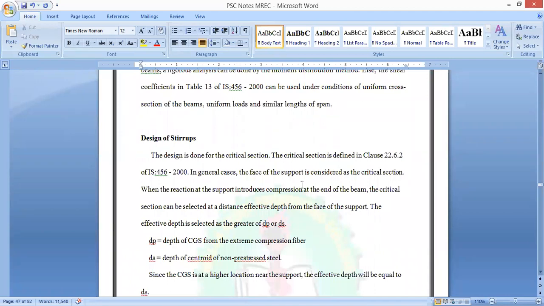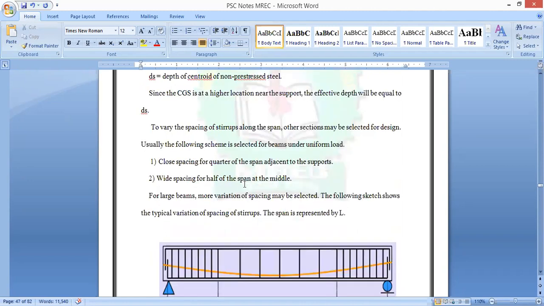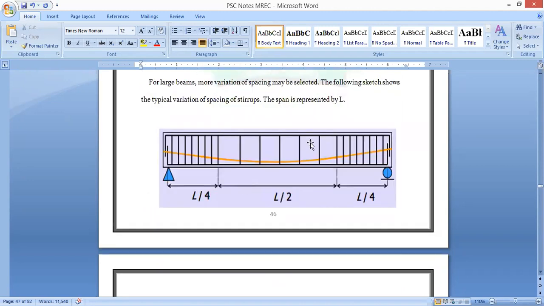You would have studied all this in RCC. In IS 456-2000 it is clearly given that the design of stirrups is always based on the reaction at supports, which introduces compression at the end of the beam. Since there is compression at the beam end, there is a possibility of more shear forces or shear stresses developing at the support. Okay, so the critical section can be calculated at a distance of the effective depth from the face of the support. Let me show you a picture so that you can understand. So let's see the picture over here.